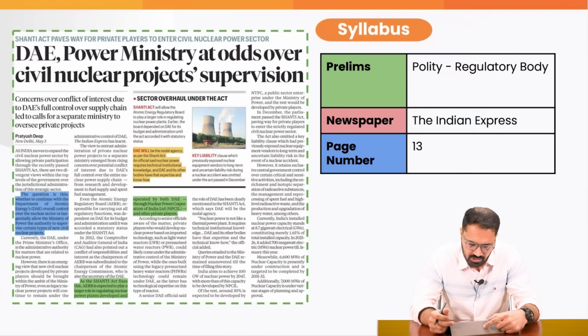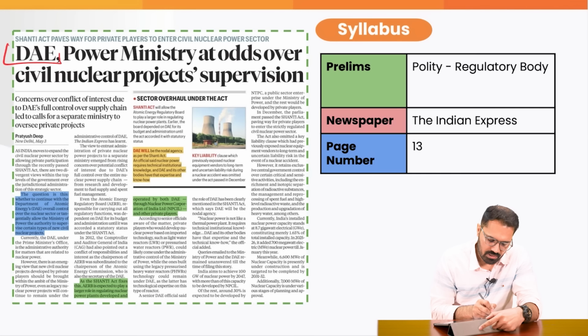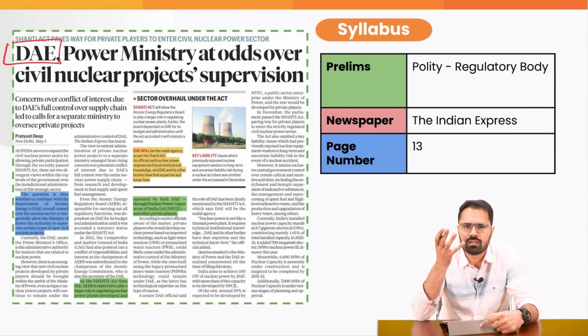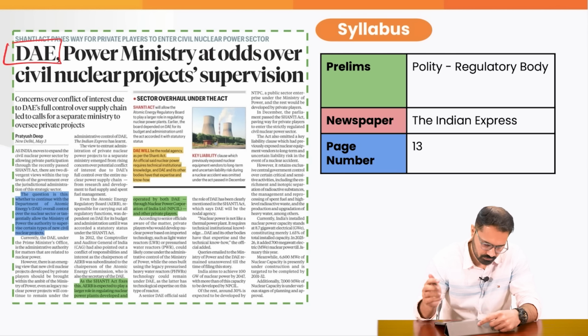Coming to the second prelims pointer, it is regarding a regulatory body, the Department of Atomic Energy. Now, the government has come out with a new SHANTI Act, in which the Atomic Energy Act has been transformed into the SHANTI Act. We are encouraging more private players to come into the domain of nuclear energy. We are expanding our nuclear capacity by including small modular reactors. We have a national nuclear plan where we will try to create 100 gigawatts of electricity from nuclear power plants. In all these issues, they are again and again in the news, so the Department of Atomic Energy becomes important for you.